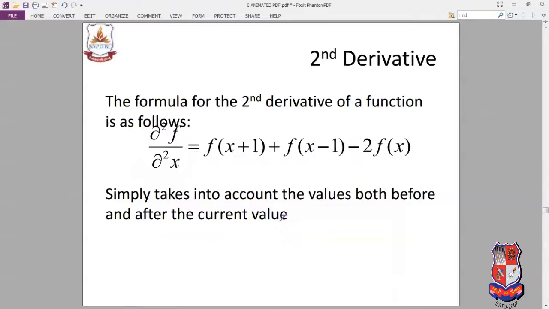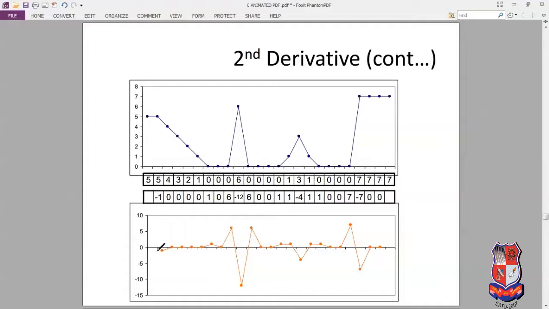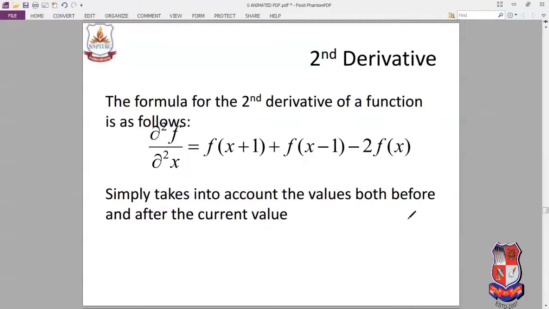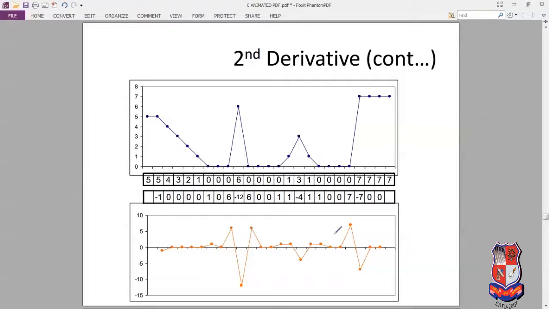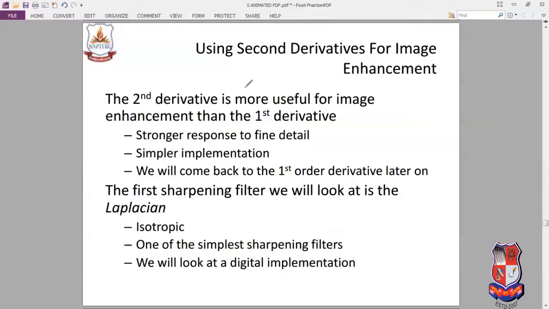Now what happens in the case of the second order derivative? You can see here it goes to plus 6, then it goes to minus 12, and then it comes back to plus 6, and then it is 0. So although negative, the magnitude of the response of the second order derivative to the high frequency component is very large as compared to the first order derivative. The first order derivative is giving you a maximum of 6 and minus 6. Here it is giving you minus 12. So the second order derivative responds to the high frequency component in a large manner.